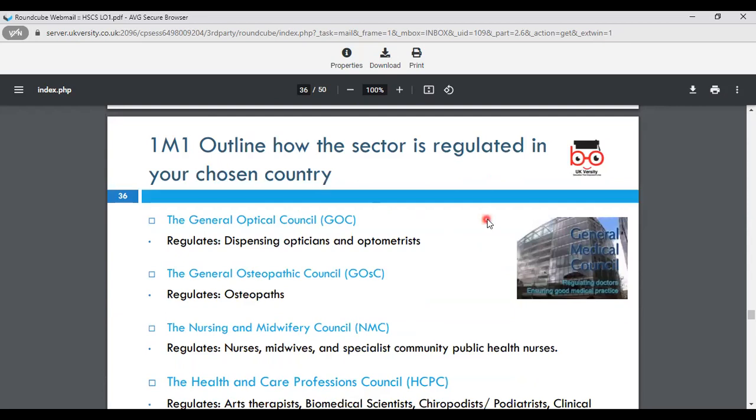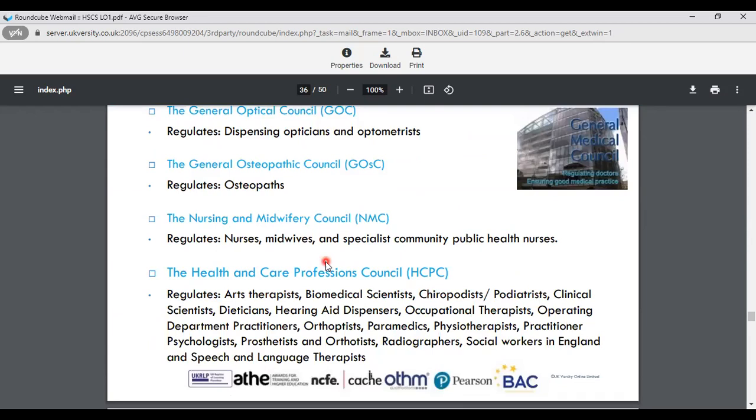Then you have the General Optical Council, which regulates dispensing opticians and optometrists. You have the General Osteopathic Council, which regulates osteopaths, and the Nursing and Midwifery Council, which regulates midwives, nurses, and specialist community public health nurses. You have the Health and Care Professions Council, HCPC again, which has loads of work. It has to do with paramedics, physiotherapists, physician associates, clinical scientists, and several others, for instance the practitioner psychologists. So all of these come under the regulation of the HCPC.